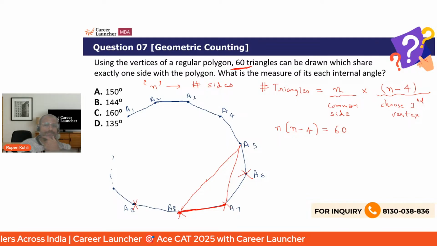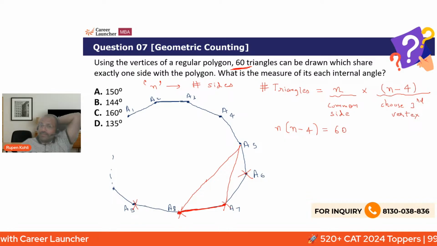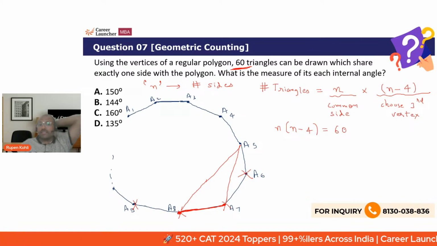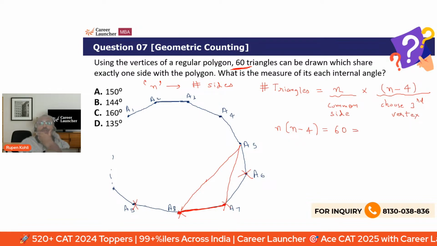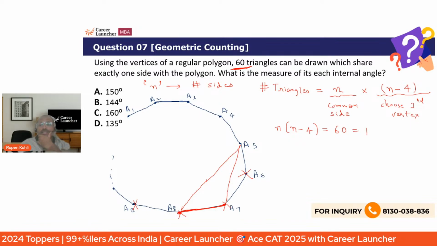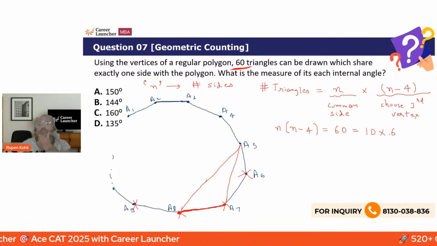Right, people? Agree with that? So in terms of n, n into n minus 4 triangles can be formed having exactly one side common with the polygon. Now coming back to the problem, what is n? This 60 is 10 into 6. 10 into 6, n into n minus 4. 10 and 6 also differ by 4. Here also we need a difference of 4.